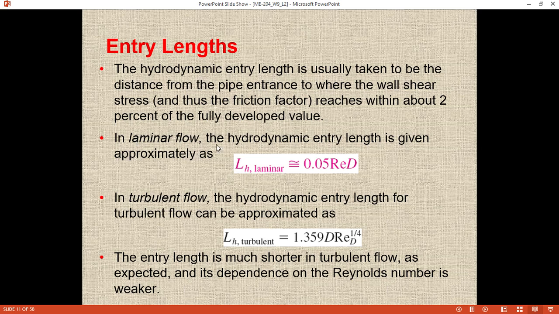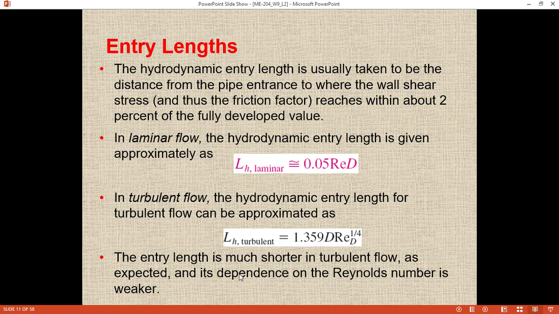For laminar flow, the hydrodynamic entry length, or entrance length of the developing flow region, is given approximately by this formula. In turbulent flow, the hydrodynamic entry length can be approximated by this formula. The formula we have discussed before and the formula we are discussing here are the same.